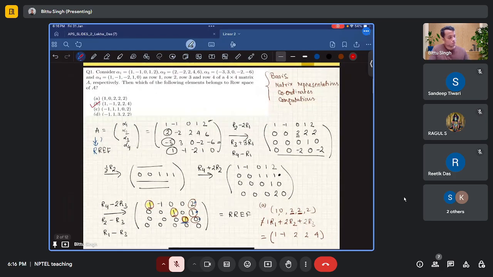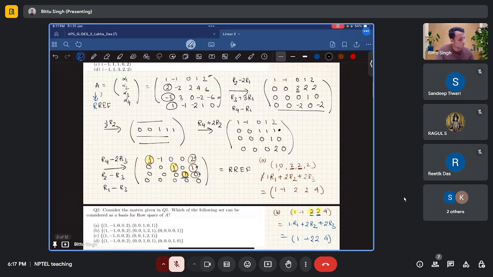So what is the process of solving this problem? First, reduce it to row reduced echelon form. Now compare those pivot elements. Can you mix linear combinations in such a way so that this holds? That is, you can write this element here, for example, 10222. Can you write it as a linear combination of these three rows?